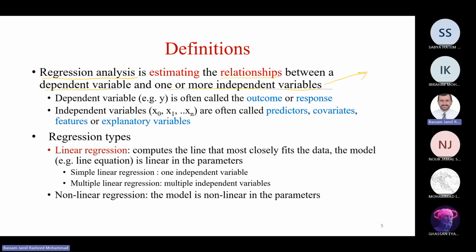Dependent variables can be called, in other textbooks or literature, output, outcome, or response. The independent variables can be called predictors, covariates, features, or explanatory variables. You can see all these terms. There are two main types of regressions: linear and nonlinear. In this lecture we're going to do linear regression, and later on we're going to touch upon the nonlinear when we go to neural networks.